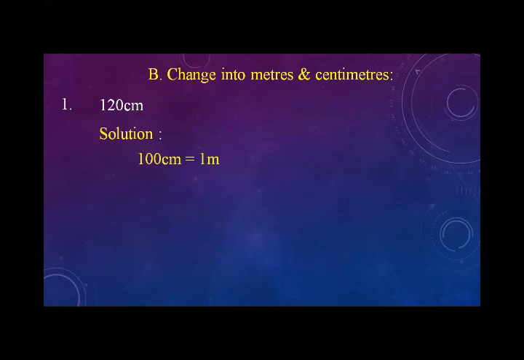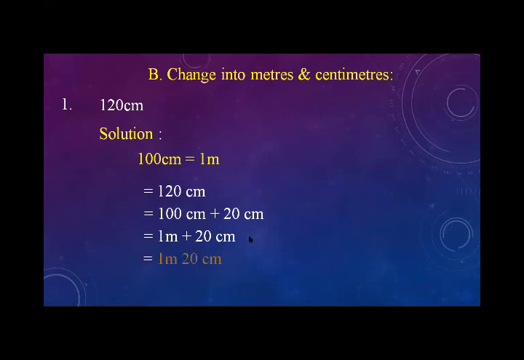You know that 1 meter is equal to 100 centimeters, or 100 centimeters is equal to 1 meter. First of all, you write the question, 120 centimeter. Then you need to break this 120 centimeter. You break 100 separately and write 20 separately. When you write 100 centimeter and 20 centimeter, you know that 100 centimeter is equal to 1 meter. So you write 1 meter plus 20 centimeter. Our answer is 1 meter 20 centimeter.